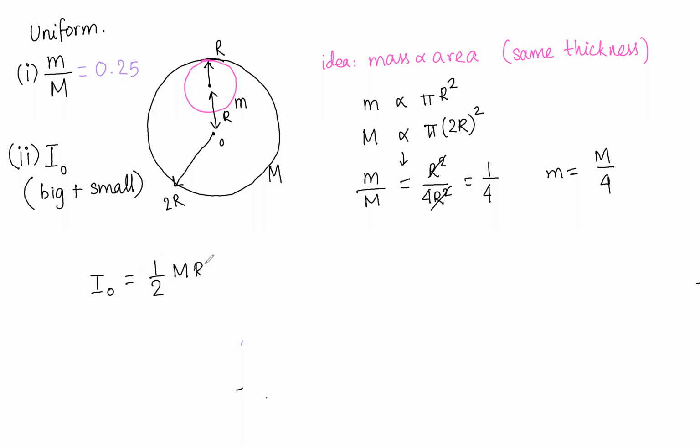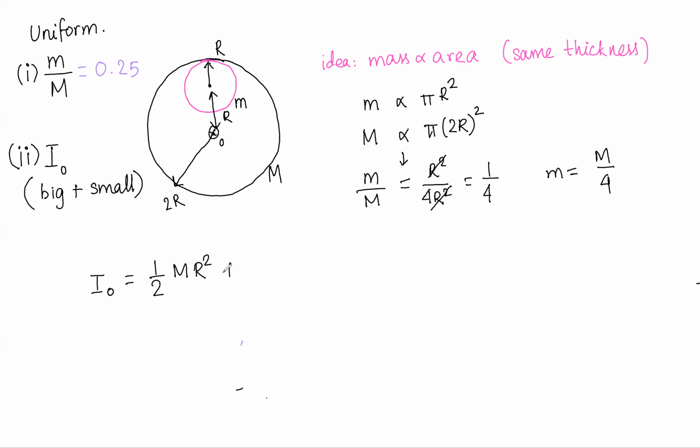How can I say the moment of inertia is half MR square? First of all, because it is a disk. And secondly, our axis is about the center of that disk, which is the center of mass, right? So about the center of mass, you don't need to do any calculation. You can just write half MR square.